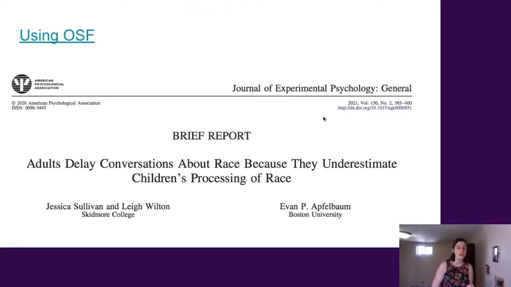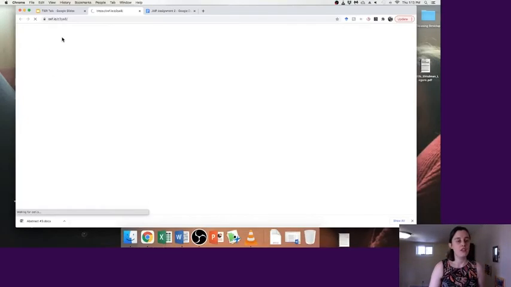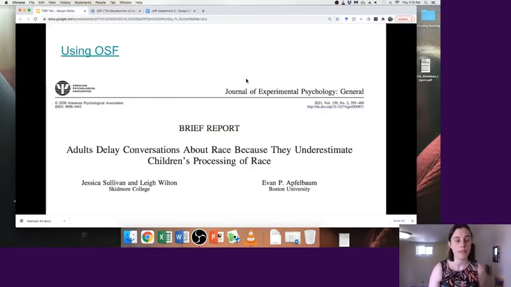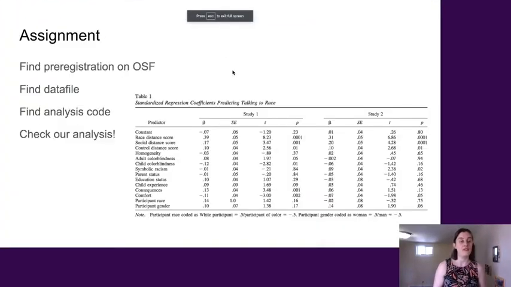In another assignment, I take a recently published piece of work. So this is a paper about why adults delay conversations about race. Students are instructed to go to the Open Science Framework page, which I will admit is not beautifully organized. It's not perfect. It's real. It's what I actually submitted as my supplemental materials for the paper. They then have to find the pre-registration on Open Science Framework, find the data file. I'm not giving it to them this time. They need to know how to locate it.